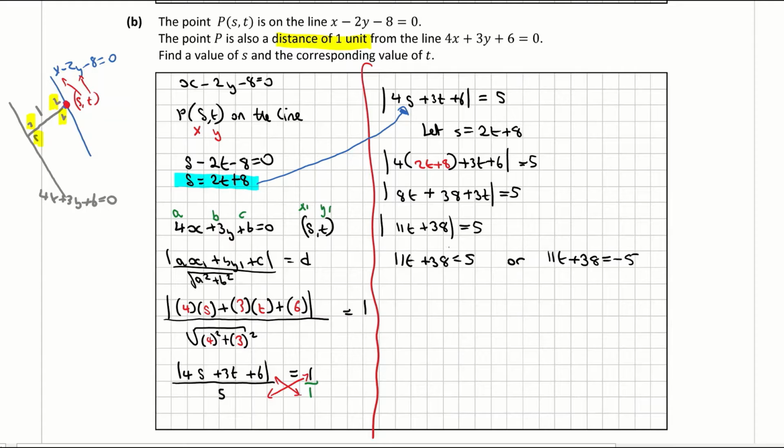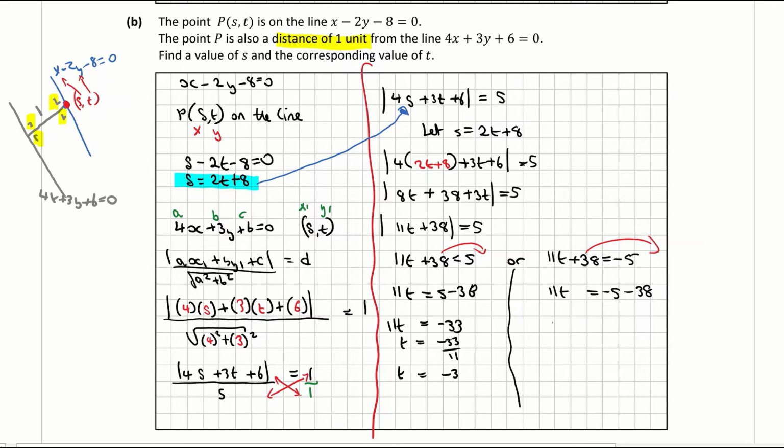And when we solve that, again here I'm going to subtract 38 from both sides, will give me 11t is equal to 5 minus 38, which is minus 33, is equal to 11t. So t is equal to minus 33 divided by 11, both sides by 11, gives me t is equal to minus 3. Now I can have two values, so on the other side, I can also subtract 38 from both sides here, which would give me 11t is equal to minus 5 minus 38, which is 11t is equal to minus 43. So that gives me t is equal to minus 43 over 11 when I divide both sides by 11.